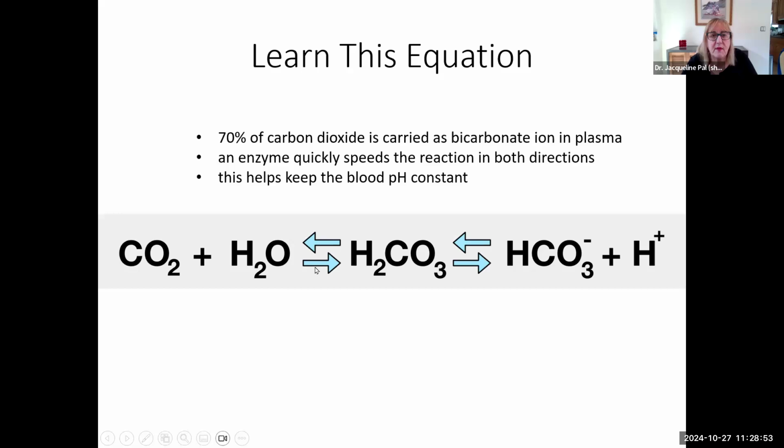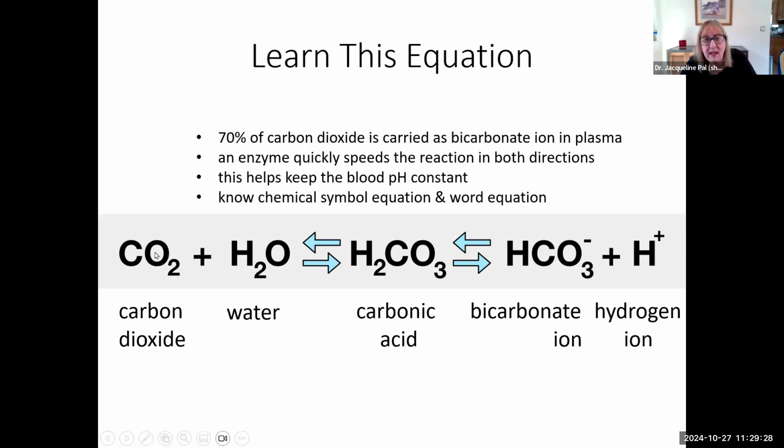So there is an enzyme at this arrow and an enzyme at this arrow. It's the same enzyme which quickly makes this reaction happen. And here's what's really cool. It's the same enzyme that carries the reaction this way and carries the reaction this way. And this is what is keeping your blood pH constant. Because remember, this hydrogen ion is what's affecting your pH. Remember? pH, the H of pH has to do with hydrogen ion concentration.